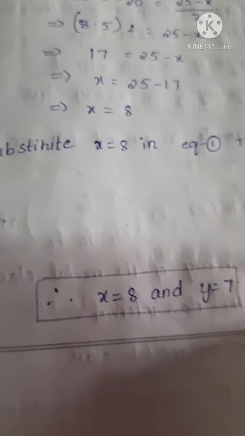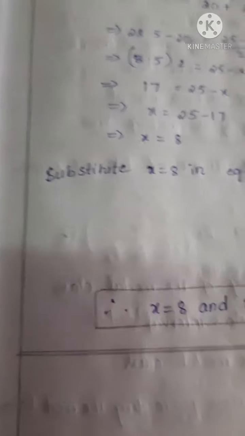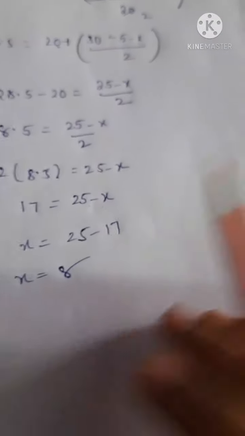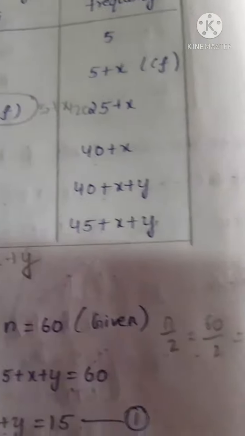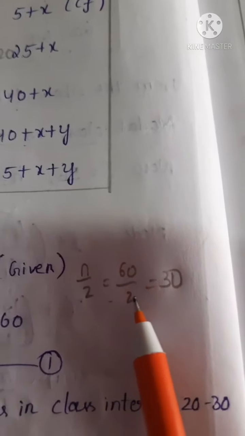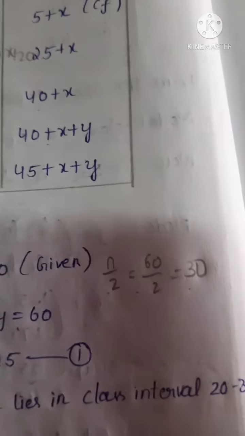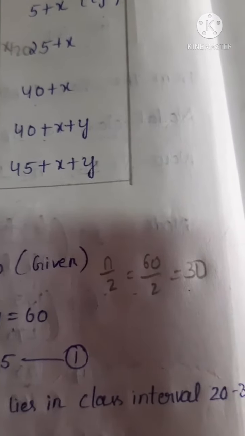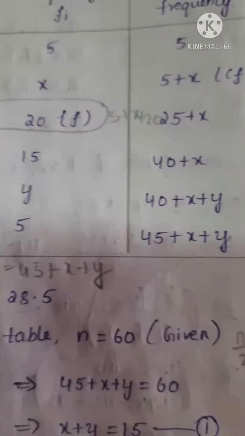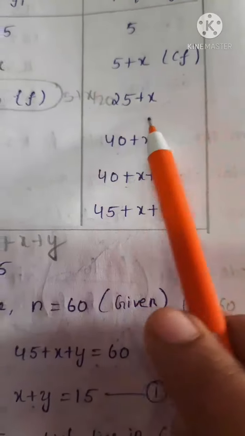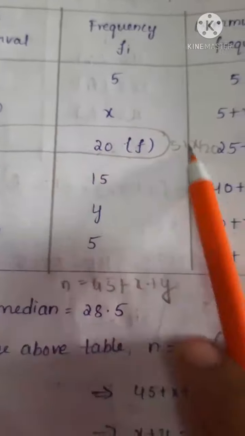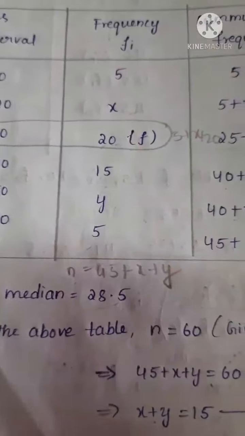Okay children, while finding the median, we have to remember only the cumulative frequencies, CF. To find the median class, you have to check the n by 2 value. Verify the cumulative frequency which is greater than or equal to n by 2. Here n by 2 is 30, so approximately 25 plus x is the nearest value, and the corresponding frequency and class interval is called the median class.